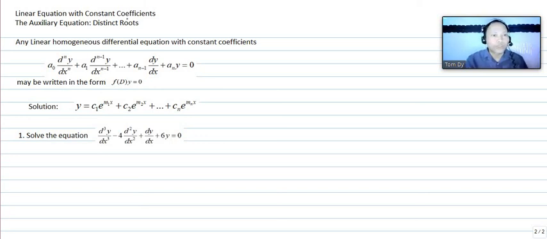Linear equation with constant coefficients. This part is divided into three. First, we have the auxiliary equation with distinct roots.